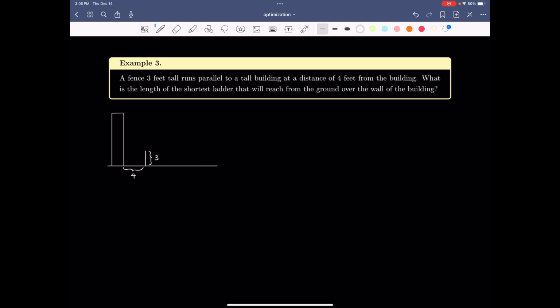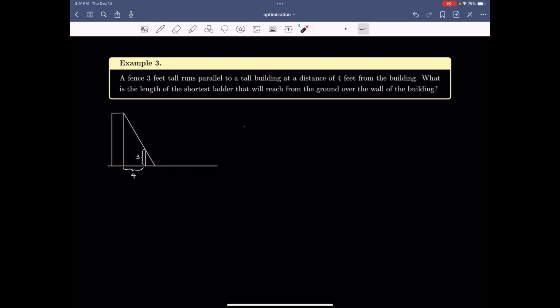This is a fence. And they ask you what is the length of the shortest ladder that will reach from the ground over the wall of the building. So I'm gonna have a ladder, so let me change this 3 to the other side. This is 3. Okay, so this is my ladder right here. We're given this. They ask you for the shortest ladder, so I will need to minimize this part.